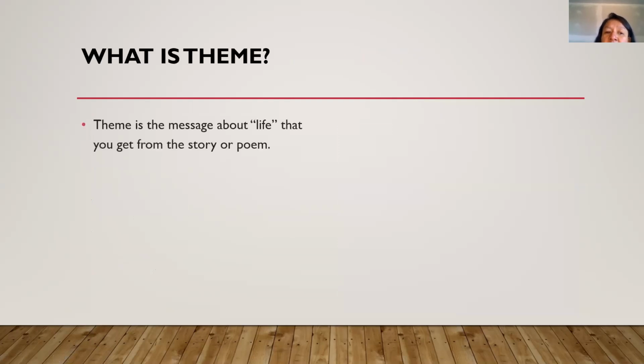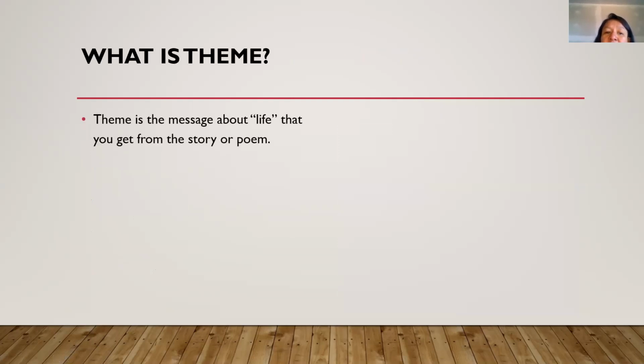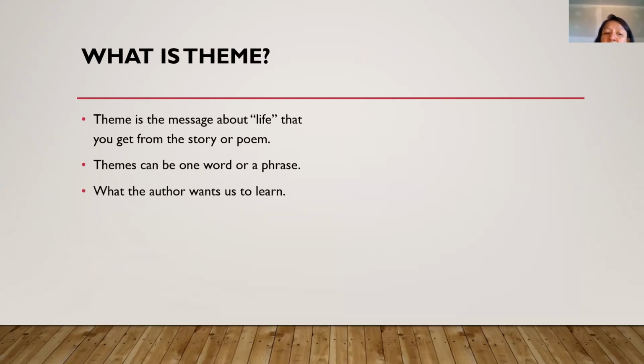Okay, next, we're going to be discussing theme. What is theme? Theme is the message about life that you get from the story or poem. Themes can be one word or a phrase. Themes are what the author wants us to learn. What does the author want us to learn from this story?